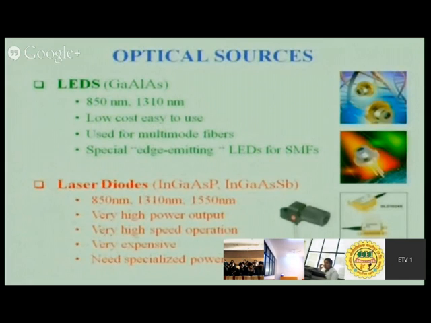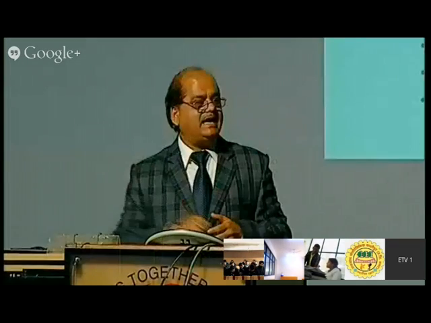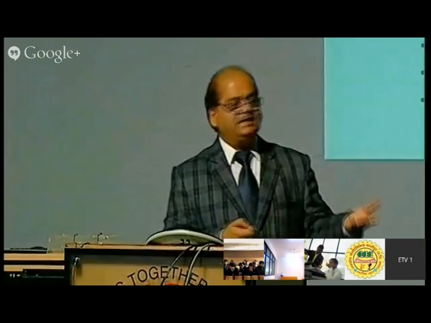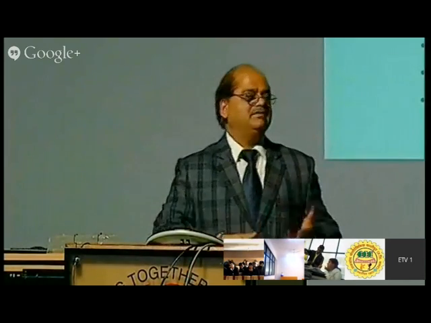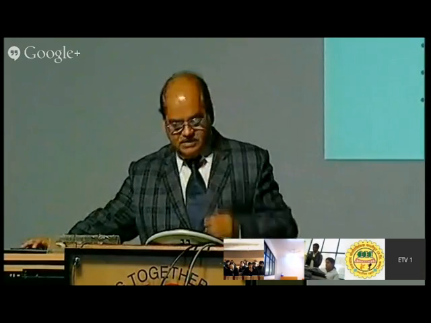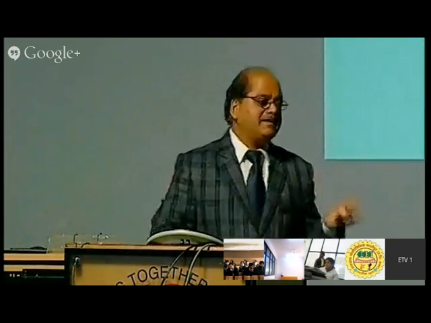So they can work at high speed. They are very expensive also. A laser is a high cost component as compared to LEDs, because it needs a very special power supply and circuitry, and special types of controls. So one has to decide whether to use the LED or the laser for the quality of the services.